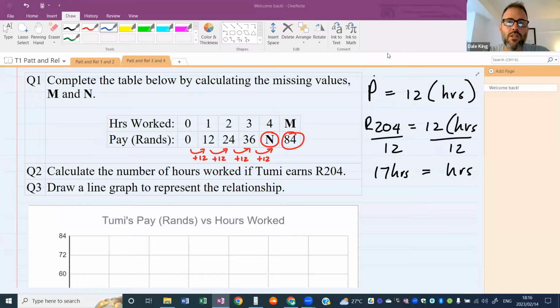Where's Ompile? He usually is quick with these answers. And Gamu. And Kamo, yes. Oh, they're quiet now. There we go.